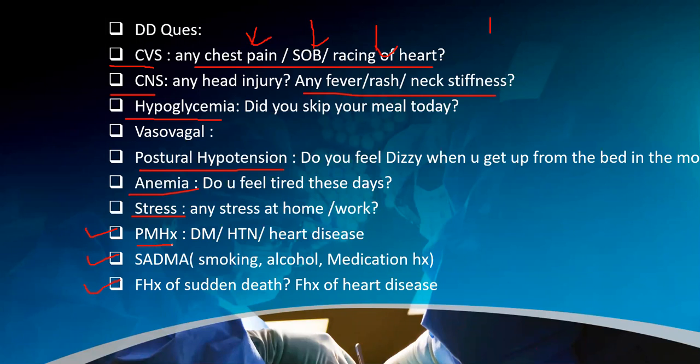For past medical history, you need to make sure that if the patient doesn't say anything, at least ask if they have any heart condition, any previous history of stroke, diabetes, hypertension. For SADMA, usually smoking, alcohol, and medication history. Do you smoke or drink alcohol? Are you on any kind of medications? It's very important to ask about medication history, because elderly patients often take a lot of blood pressure medications and diuretics, and they make the patient's blood pressure fall. So it's very important to ask about medication history in detail.